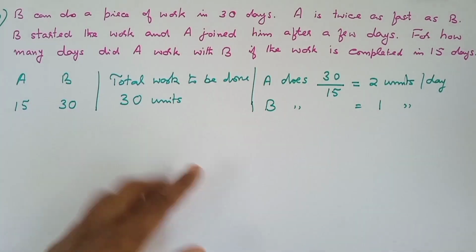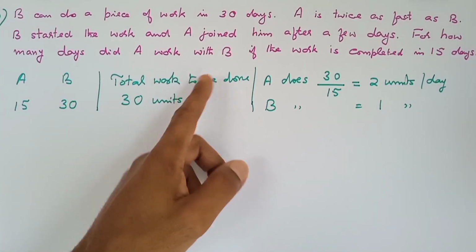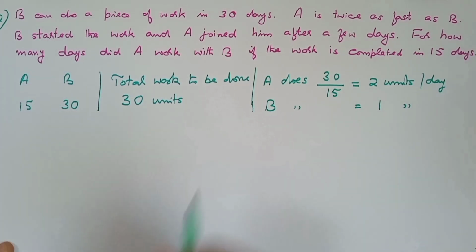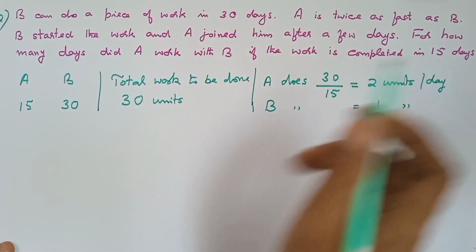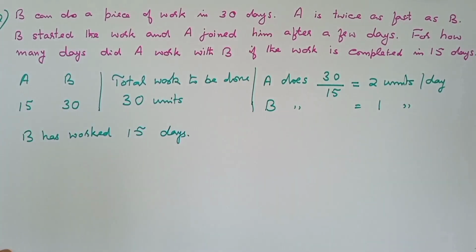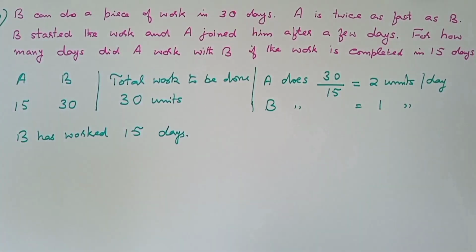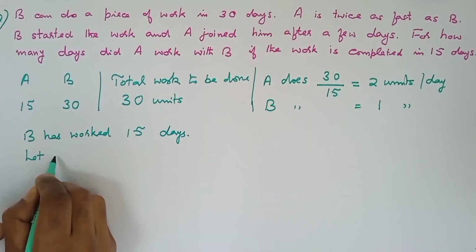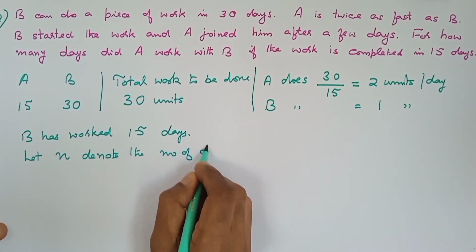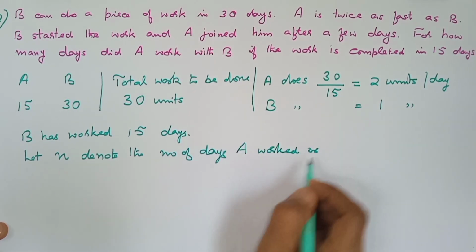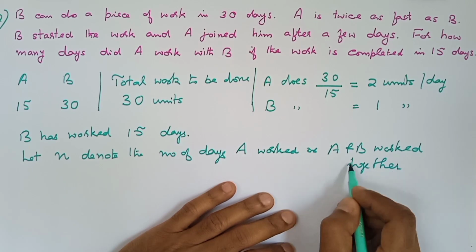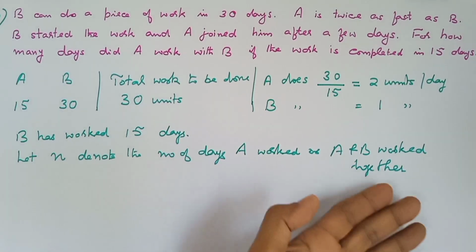Now we are asked to find out how many days A and B worked together. See, B is in the work right from the start, and the work is said to be completed in 15 days, which indicates B has worked 15 days. Whereas A joins him after a few days. Let N denote the number of days A worked, or you can say that A and B worked together. A working is the same as A and B working together.